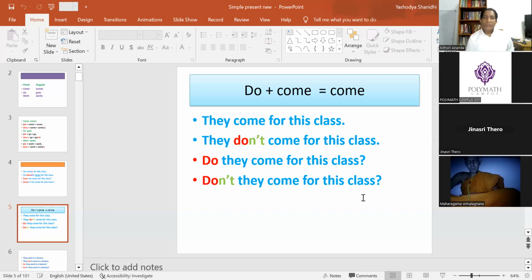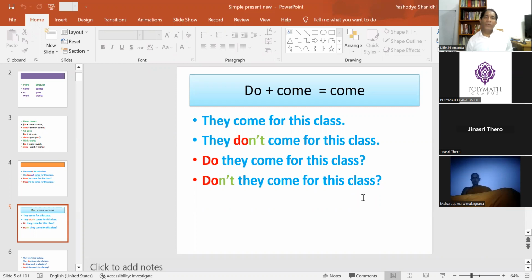If you have any question regarding these example sentences, prepositions, anything, please question. They come for this class. Now you can see there is a plural subject, so we place the verb in the plural form. That means without having an S at the end: they come for this class.